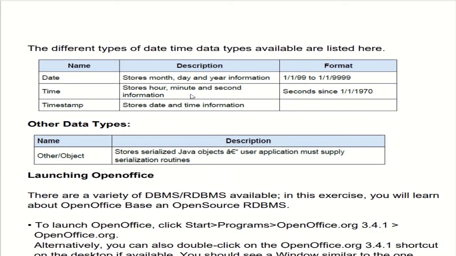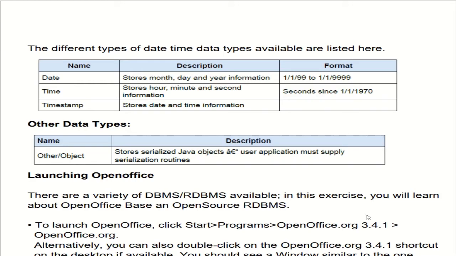Date stores month, date, and year information. Time stores hour, minute, and second information. And timestamp stores date and time information. Other data type: in the other data type, an object is stored. It stores serialized Java objects, and the user application must apply serialization routines.